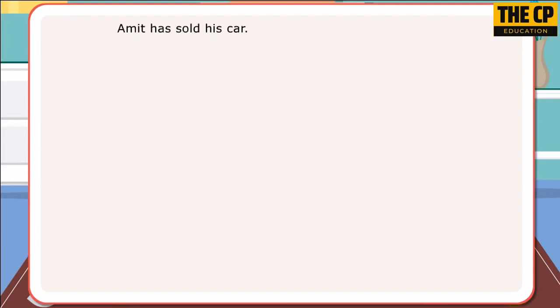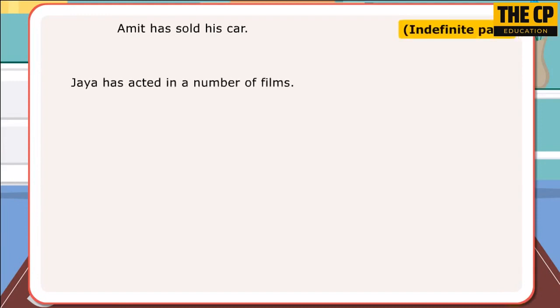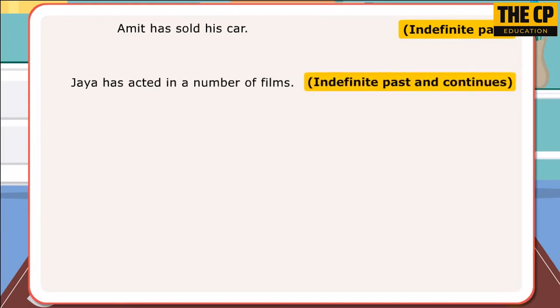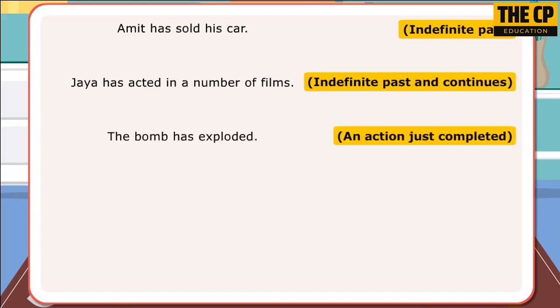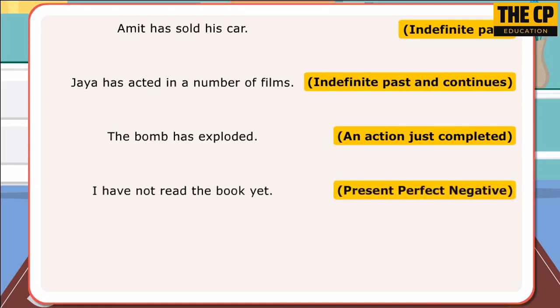Amit has sold his car. Indefinite past. Jaya has acted in a number of films. Indefinite past and continues. The bomb has exploded. An action just completed. I have not read the book yet. Present perfect negative.